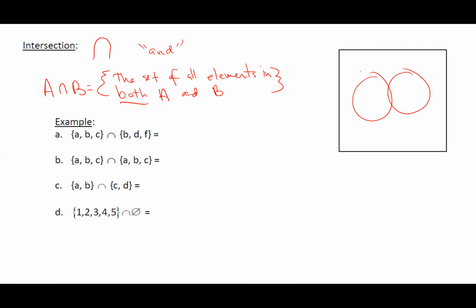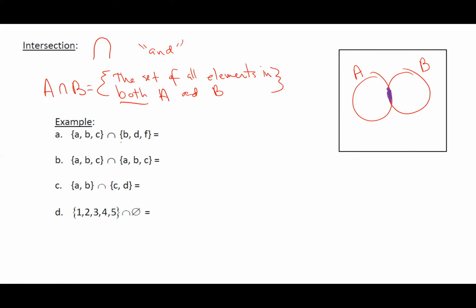So if I had A, B here, their intersection, probably should have drawn them close together, would be this little space here. Everything that A and B share, everything they have in common. Now, there's nothing to guarantee that every set has to have stuff in common, but we'll talk about that.